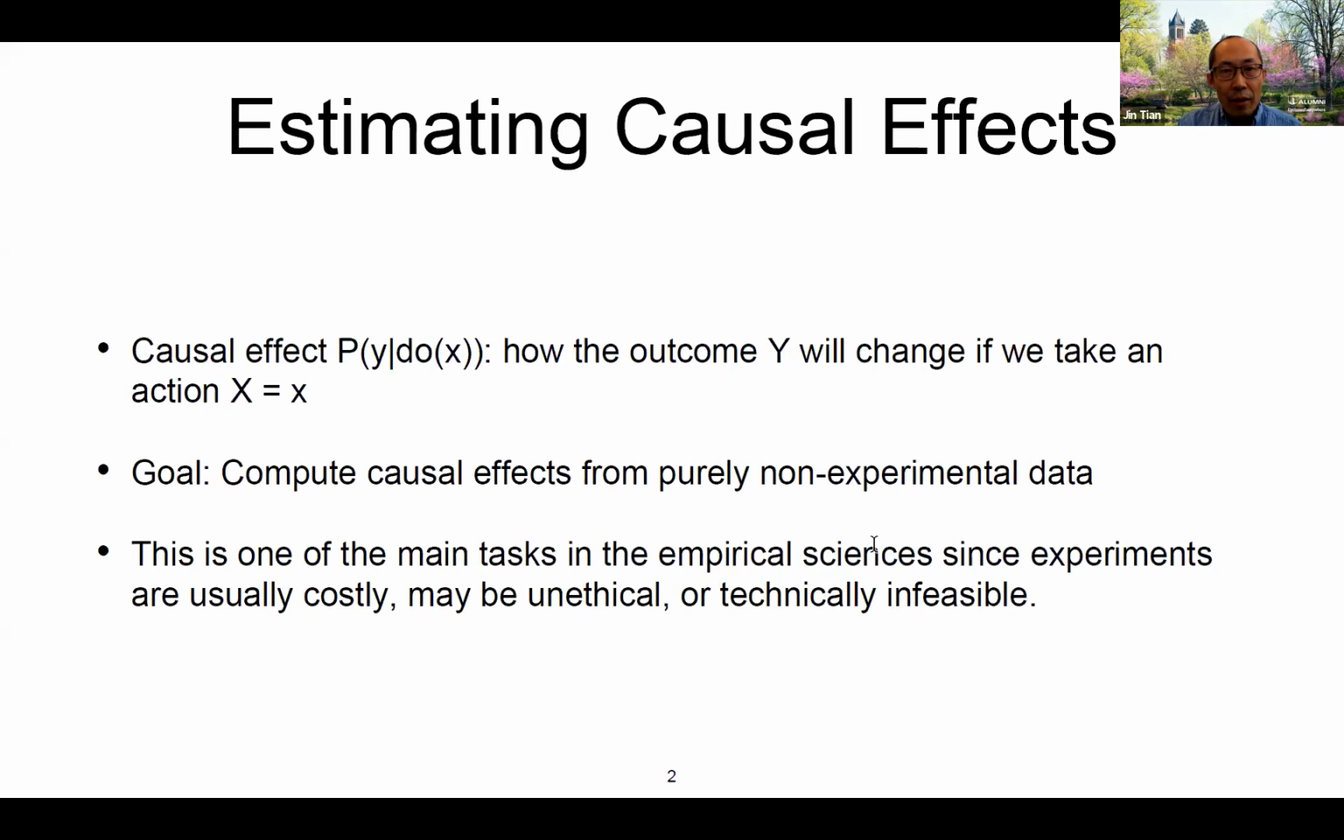So I'll be talking about estimating causal effects. That is how the outcome Y will change if we take an action on X. Formally, the probability of Y given do X. Specifically, we are interested in estimating causal effect from purely non-experimental data. This is one of the major tasks in empirical sciences, since experiments are usually costly, may be unethical, and often not feasible.